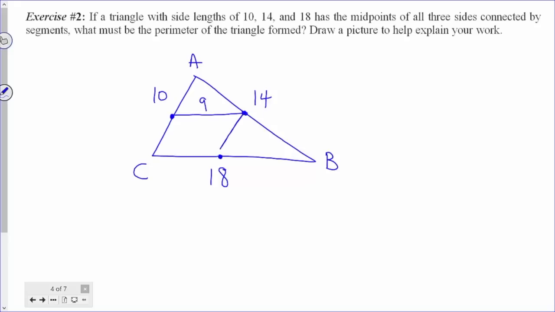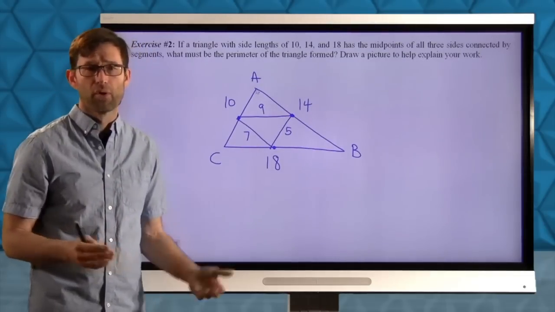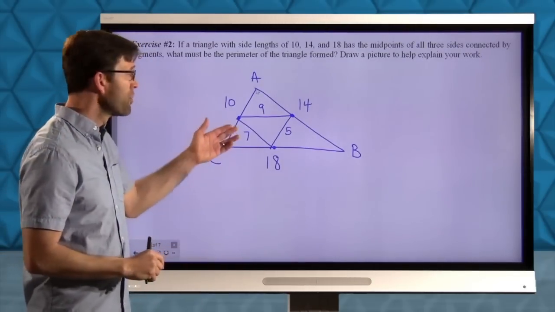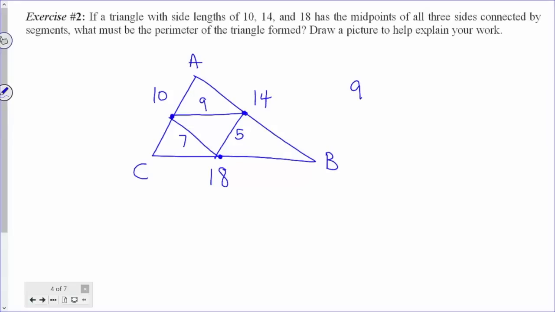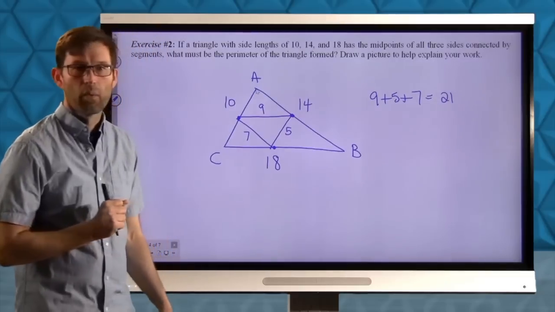If I connect these two, it's got to be half of that 10. It's got to be 5. And if I connect these two, it's got to be half of the 14, or 7. And of course, you've been looking at perimeter since about 4th grade. The perimeter then of this triangle is simply 9 plus 5 plus 7, which, if I don't miss my mark, is 21.